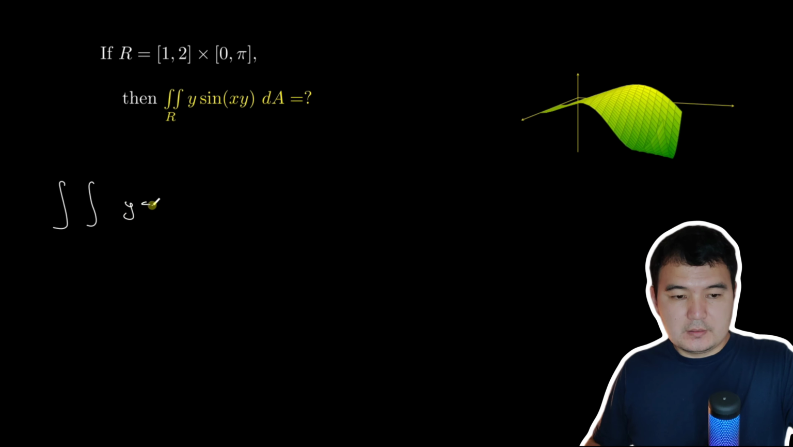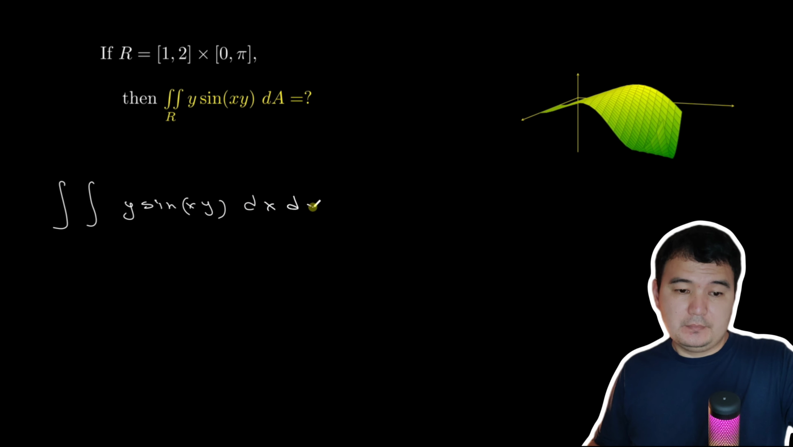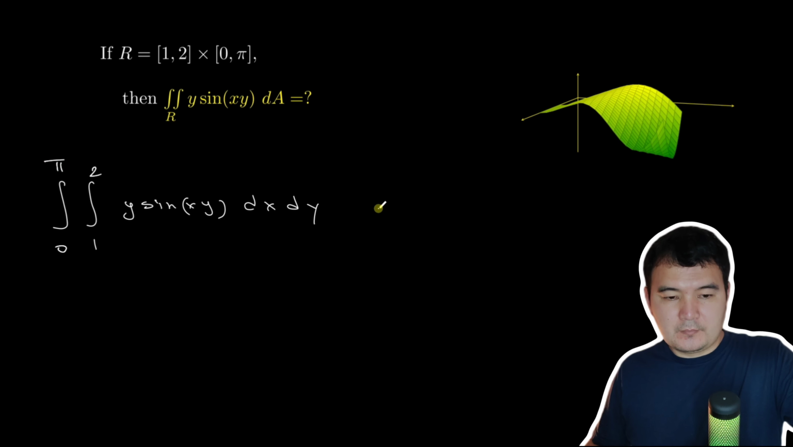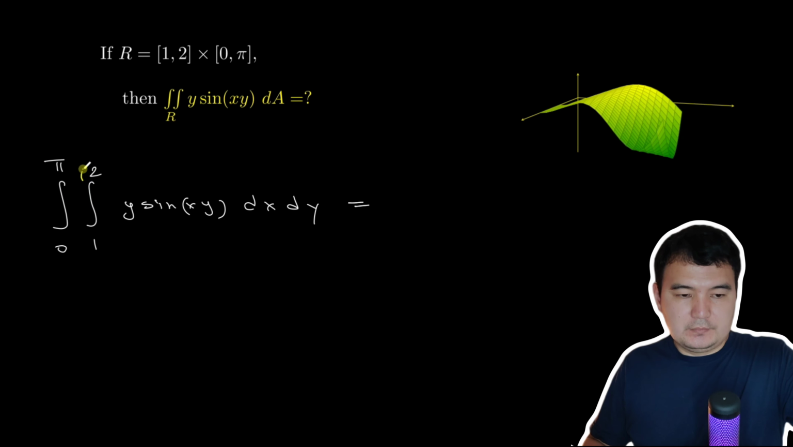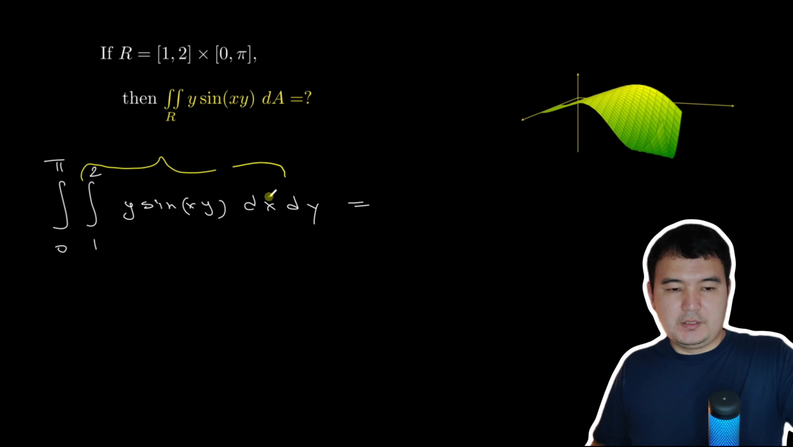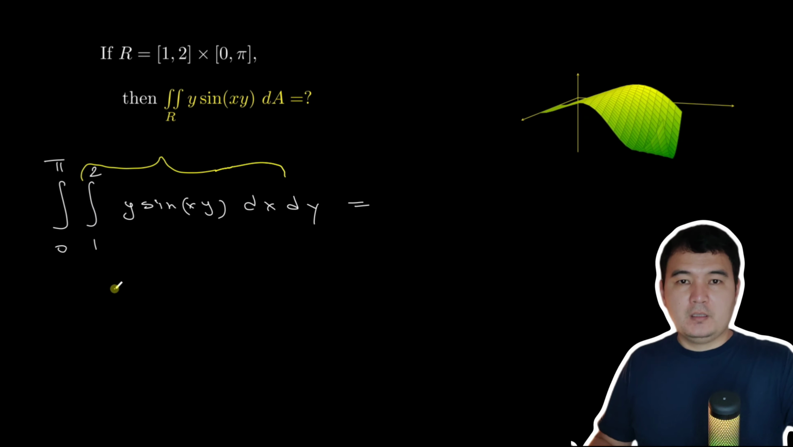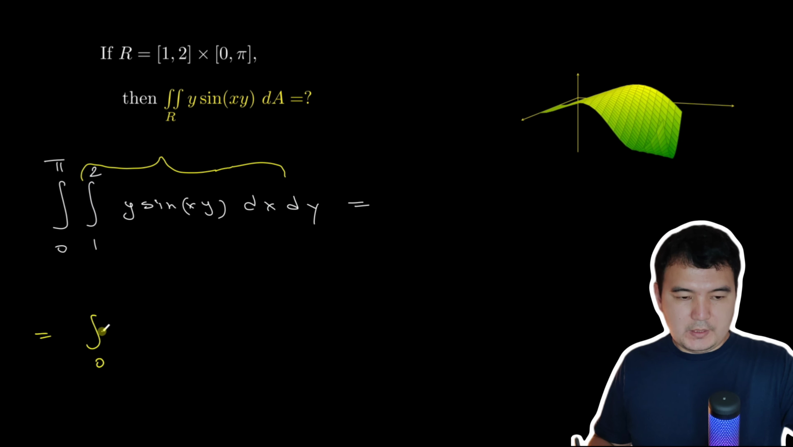So y sine xy. So I'm going to do the integral with respect to x first and then y. So the limits for x, it's from 1 to 2, and limits for y from 0 to pi. So if I do the integral with respect to x first, so this part of the integration. So that's 0 to pi.